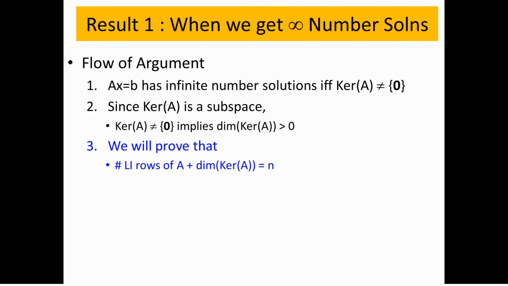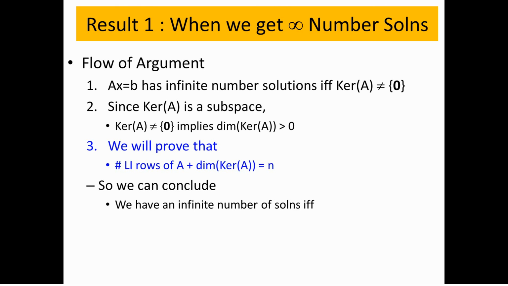And from that, we're going to prove a very important theorem. This is called the rank plus nullity theorem. It's going to say that the number of linearly independent rows of A plus the dimension of the kernel of A is equal to the number of columns. Okay, this is very important. This is a fundamental theorem of linear algebra. And from that, we're going to be able to get our result.